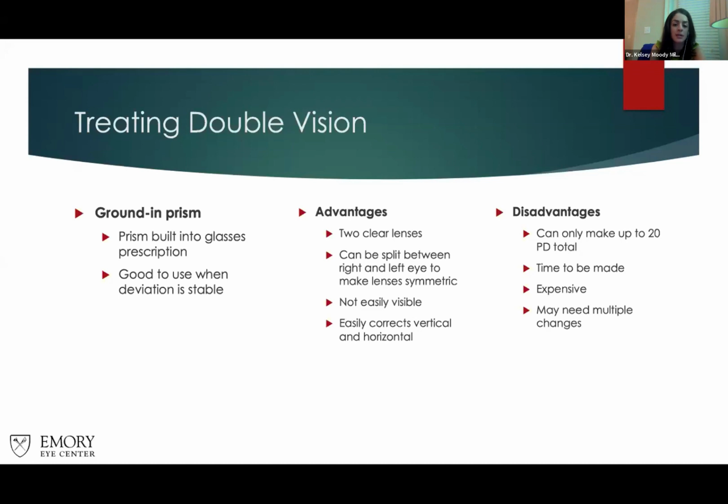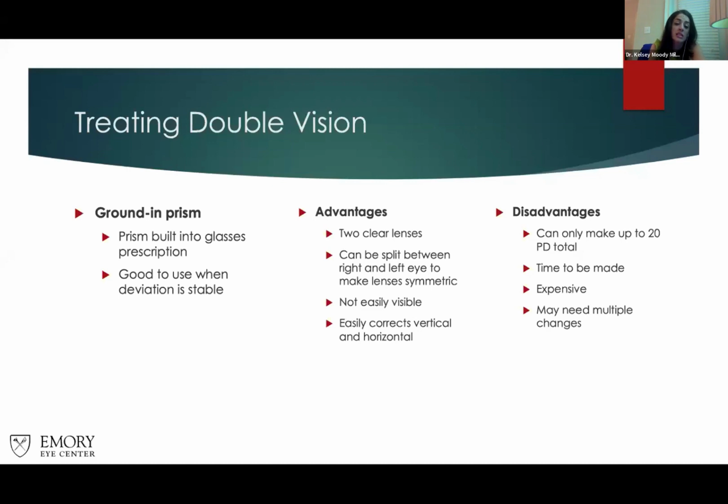So I always split my prism. If I'm prescribing 10 base in prism, I'm going to put 5 in the right eye, 5 in the left eye. The only time that I consider not putting them equal is if, let's say, the patient's very myopic in one eye, they're a -5 in the right eye and only a -1 in the left eye, then I may want to put more prism in the left eye. And occasionally I'll just defer to the recommendation of the optical, what would be the best to make the glasses look symmetric, because they can really run better calculations within their labs themselves.